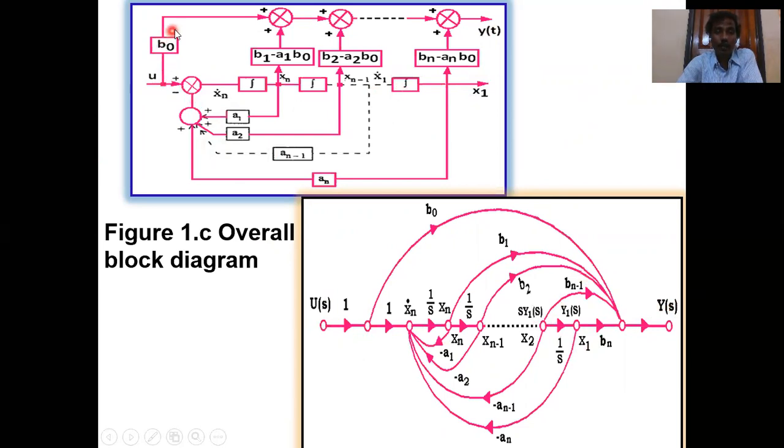This is the b0 path, and the second path is b1 minus a1 b0. This is the b1 path, this is the b2 path, this is the bn minus 1 path, and this is the minus a1, minus a2, minus an minus 1, and minus an. This is the SFG graph.